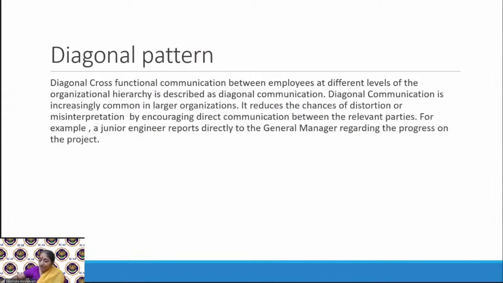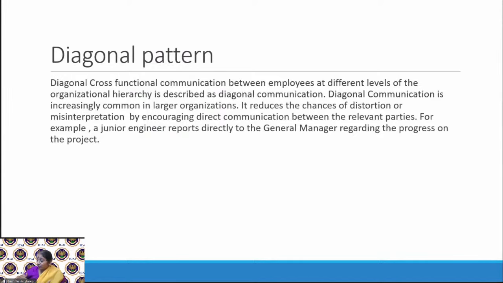That's exactly what I'm doing now, Mohak, right? This is diagonal. Diagonal pattern is where communication happens between employees at different levels of the organizational hierarchy. It's increasingly common in larger organizations. This is very advantageous in large organizations because, yes, you're right, Nimish, like CEO, CFO, CMO, managers, etc.